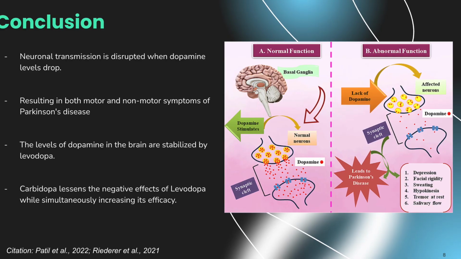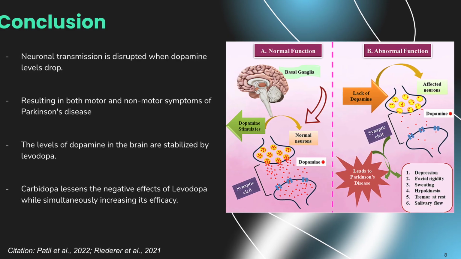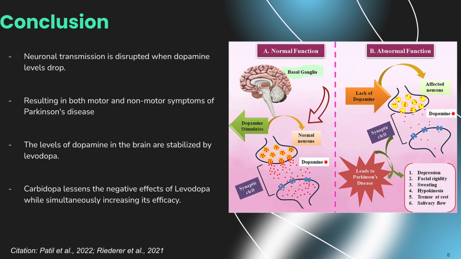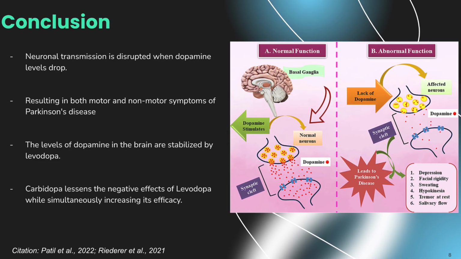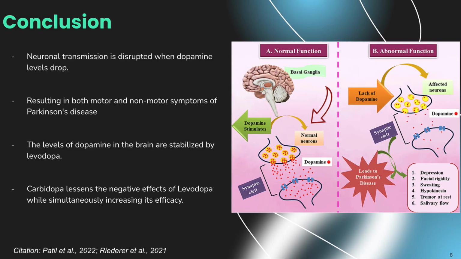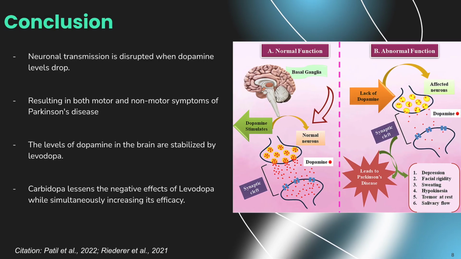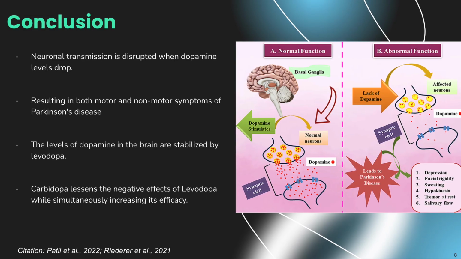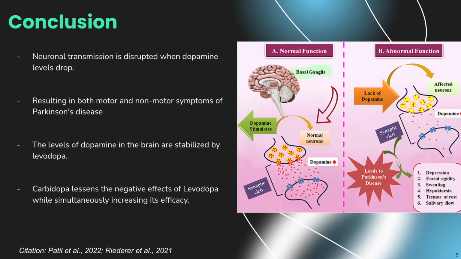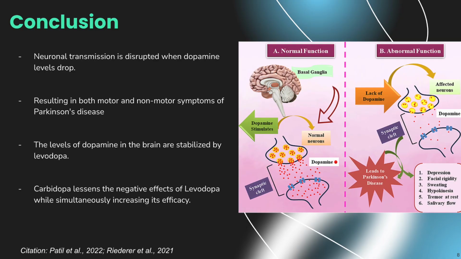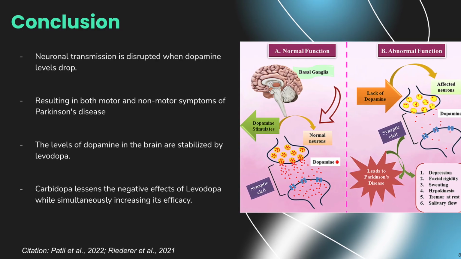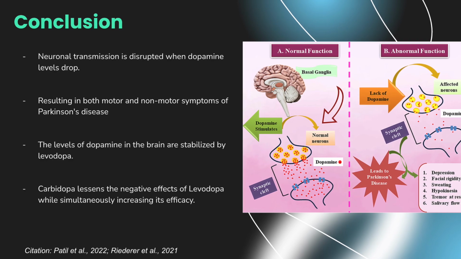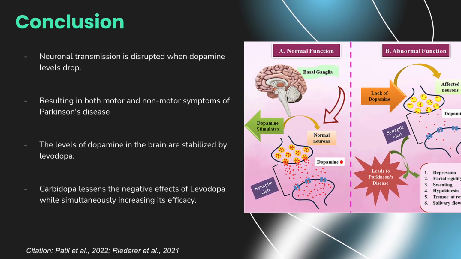To conclude my PowerPoint presentation, in Parkinson's disease, dopamine-producing neurons die, interfering with basal ganglia transmission and causing movement and behavior symptoms. Levodopa restores dopamine, improving muscle control and coordination. When given alone, most of it is converted before reaching the brain. Thus, carbidopa is needed to delay levodopa breakdown, increasing cerebral distribution and limiting side effects. They remain one of the most effective Parkinson's treatments when taken simultaneously.